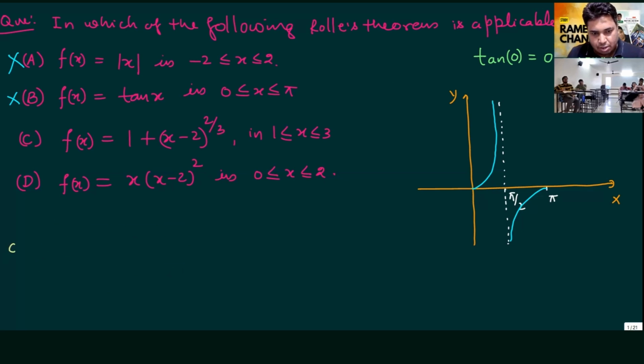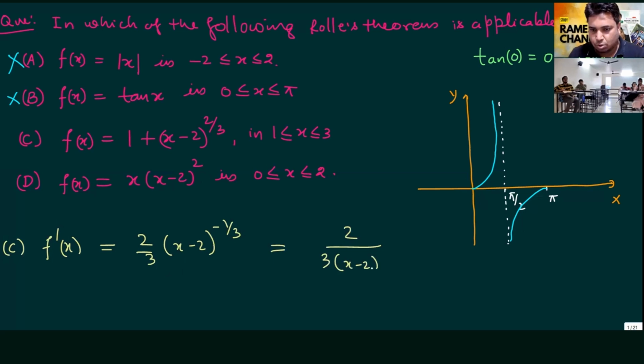So for the C option, we are going to check f dash x, which is equal to 2 by 3 (x minus 2) to the power minus 1 by 3. Is that clear? So you can see 2 upon 3 (x minus 2) to the power 1 by 3, and it is not defined. It means f dash x does not exist at x equal to 2. Is that clear? And 2 is in the domain of the given function and the function is non-differentiable. So Rolle's theorem will not be applicable in this situation.